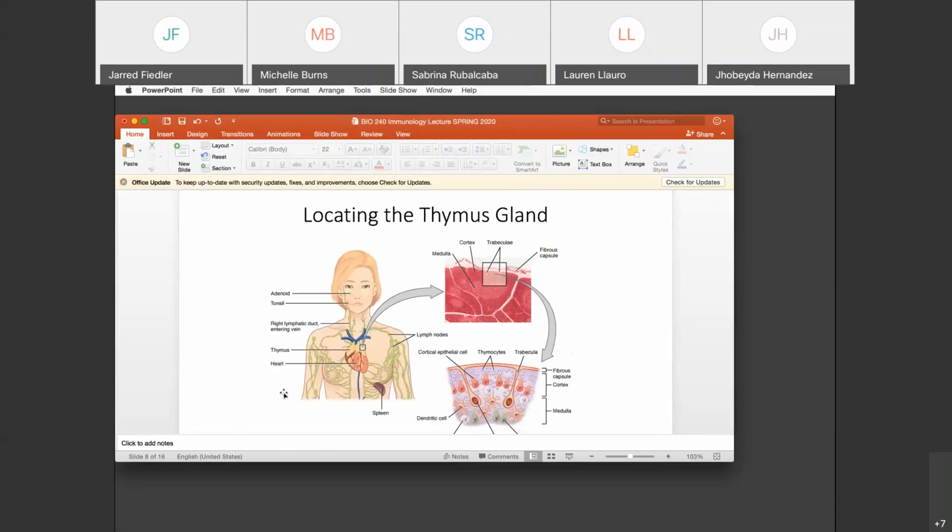There are going to be other organs here you need to know, like the spleen. I'll talk about that in a bit, but you can see here that they actually label the spleen out of all the other organs. The spleen is going to be a secondary lymphoid organ, and I'll talk about that in a second.